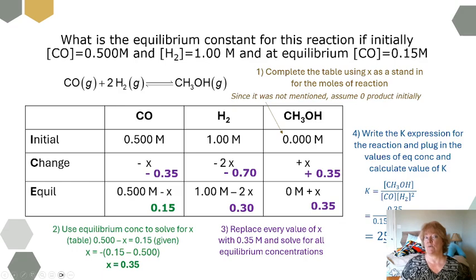So this is how we will solve for the K constant value for a particular reaction if I'm given the initial concentrations and one of the equilibrium concentrations. If I'm just given all of the equilibrium concentrations, I really just have to do step 4 because I already have them. But this would be if I'm given initial concentrations.